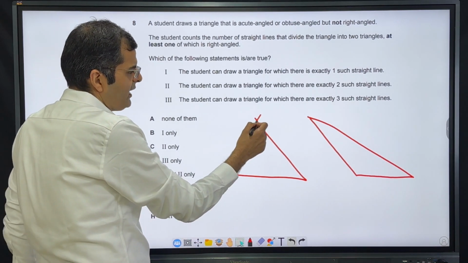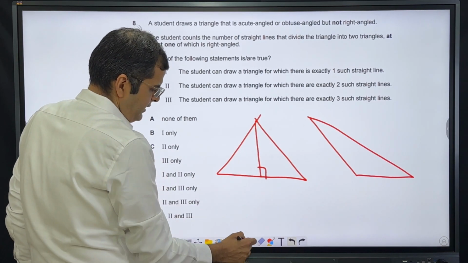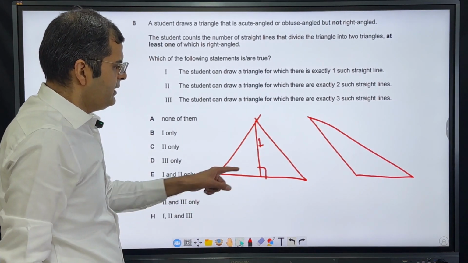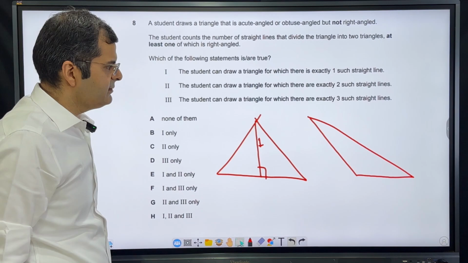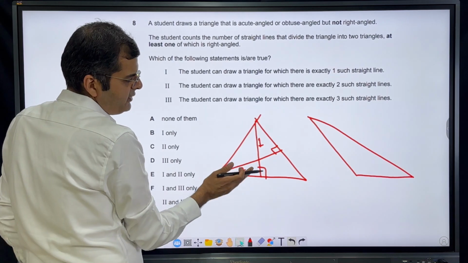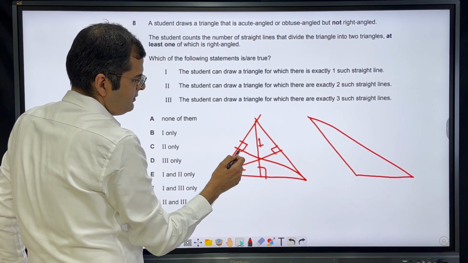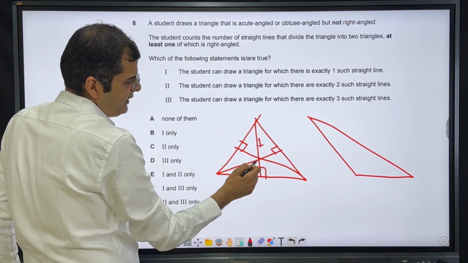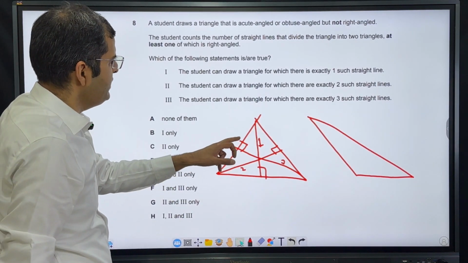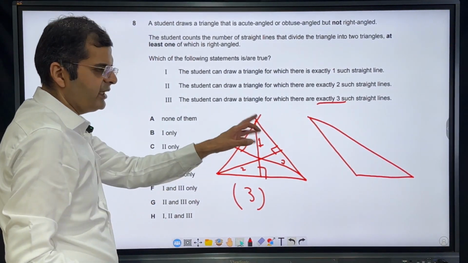So in the case of an acute angle triangle, I can draw this line 1, with red I am drawing. Line 1 is dividing this triangle into two right angle triangles. So it is possible here. Similarly, I can drop this altitude here, line 2. Again, this altitude is dividing this triangle into two triangles. And similarly, this altitude here, again dividing this triangle into right angle triangles. So I can get exactly three such straight lines from this acute angle triangle.